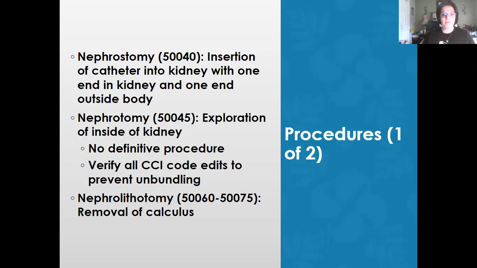Nephrolithotomy 50060 through 50075, removal of calculus. It is important to know the difference in these terms and understand that the surgeon may start out performing a nephrotomy to explore the kidney and find a reason for the patient's urinary obstruction, and the procedure then becomes a nephrolithotomy when a calculus is found.